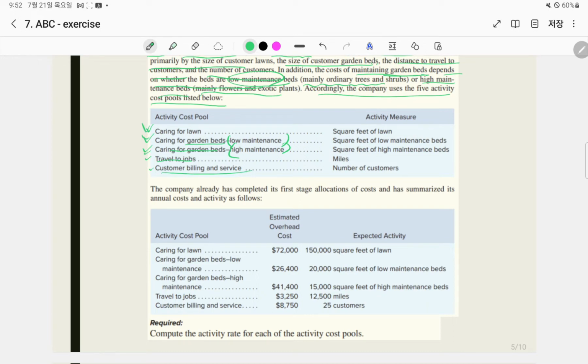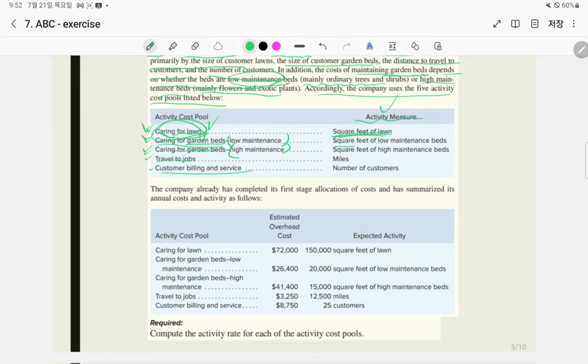So each activity incurs some expense, right? And how can you measure the level of the activity? So here with the activity measures, okay? How can you measure the amount of activity done for caring for a lawn? By the square feet of lawn, okay? So as long as you have greater square feet of lawn, then you should assign more cost that is driven by the caring service for a lawn, okay?